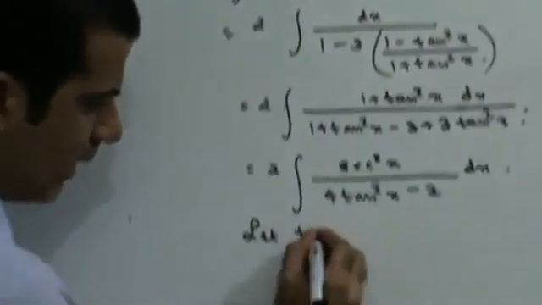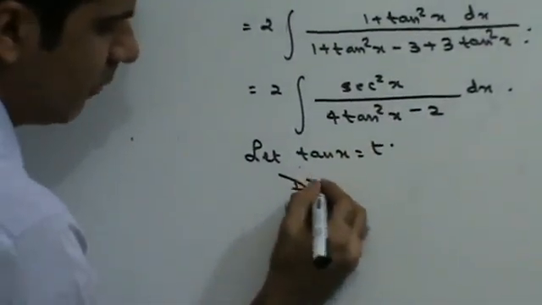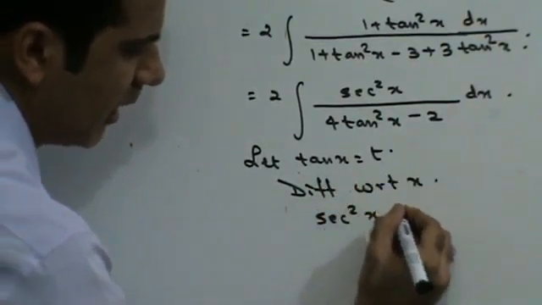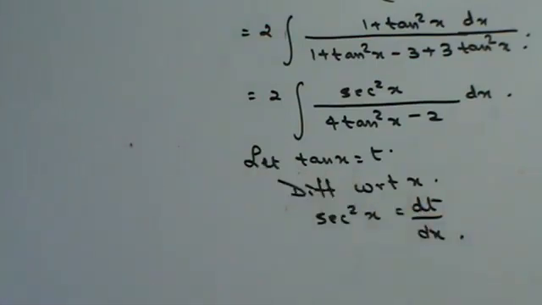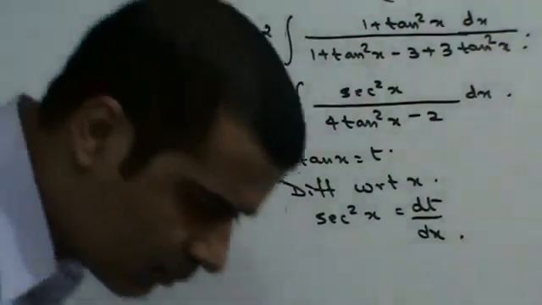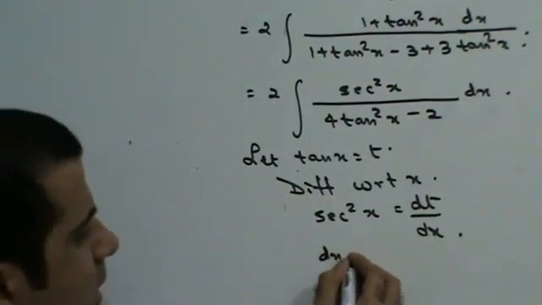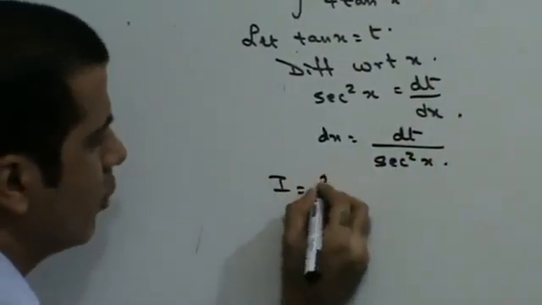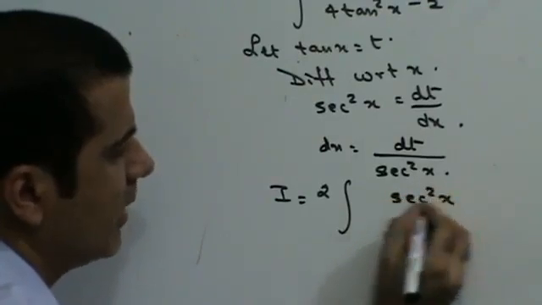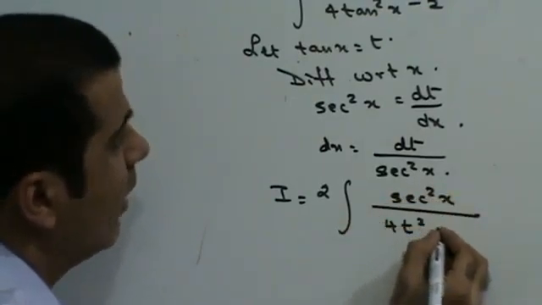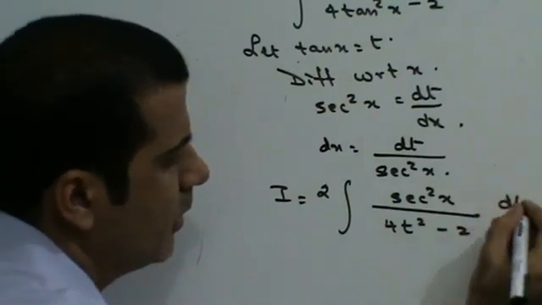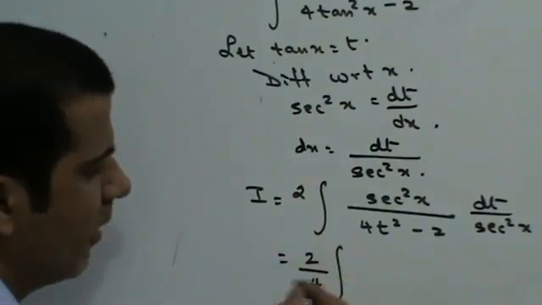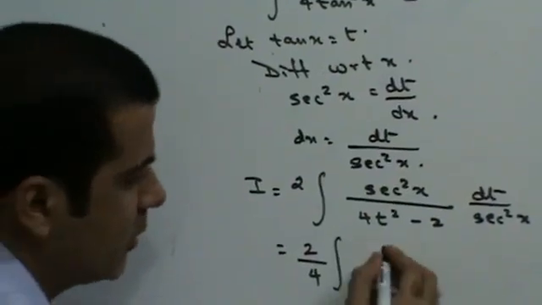Let tan x equal to t. Differentiate with respect to x. d by dx of tan x is sec square x, which is dt by dx. So in which case we can say that dx is dt upon sec square x. I is twice integral of sec square x upon 4t square minus 2 dt upon sec square x. Take 4 common, quadratic, therefore I have to make sure that the coefficient of the square term is 1.